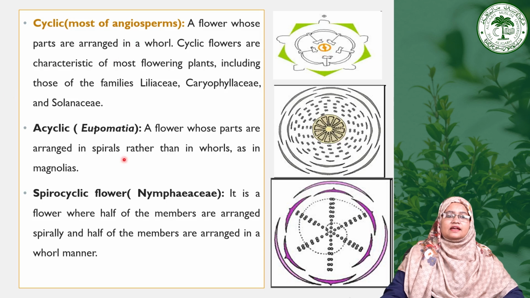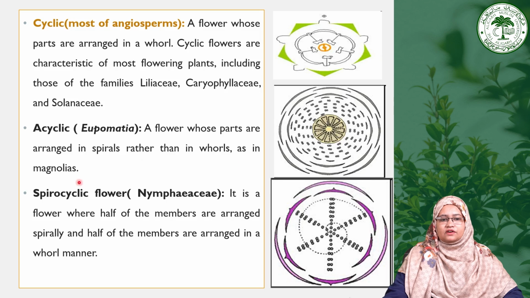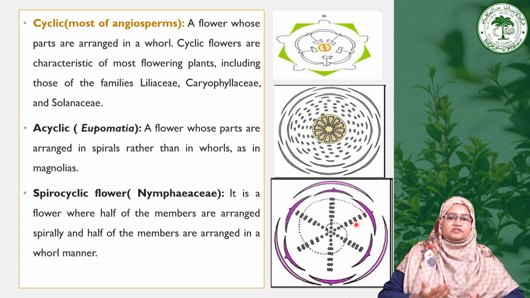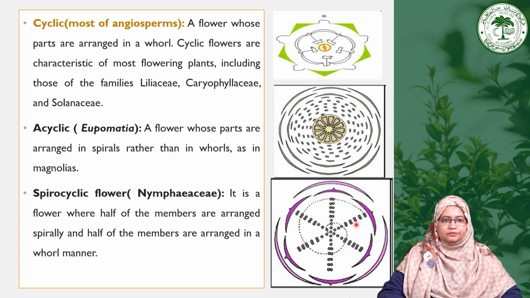Then acyclic is a flower whose parts are arranged in a spiral manner rather than in whorls, as in the case of magnolias. And the third type is the spirocyclic, in which half the parts are arranged in a cyclic manner and half in a spiral manner. As we can see here, the stamens and gynoecium are arranged in a spiral manner, while the calyx and corolla are arranged in a cyclic manner. So this type is called spirocyclic and is present in the Nymphaeaceae family.